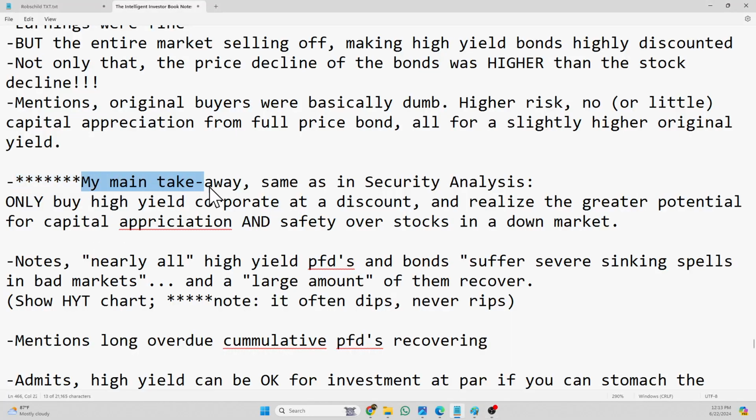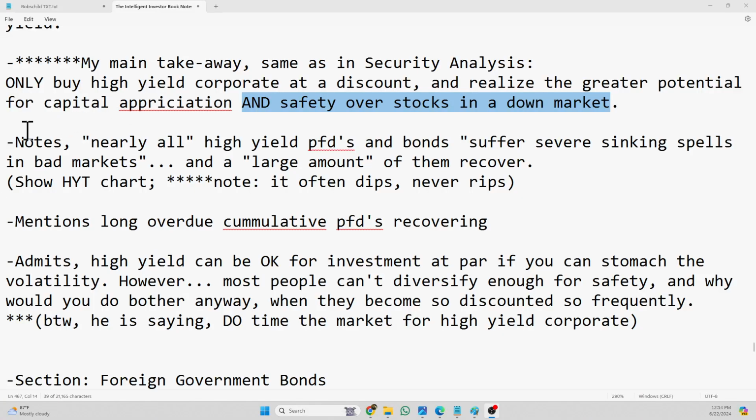And so my 7-star main takeaway from this little section, same as in Security Analysis: only buy high yield corporate bonds at a discount and realize the greater potential for capital appreciation, basically from it going from a really too low price to a normal price, and safety over stocks in a down market. So again, if a company has stocks and high yield bonds, and the bonds, especially like he says here, shrink in price more than the stocks, that's crazy. The bond is clearly much safer than the stock, number one, just flat out. That's not even a question. But then the potential appreciation back to its previous price seems like a really great opportunity in that time, and I think those times still come periodically. And I think there's one coming soon myself, but I won't get into that here.